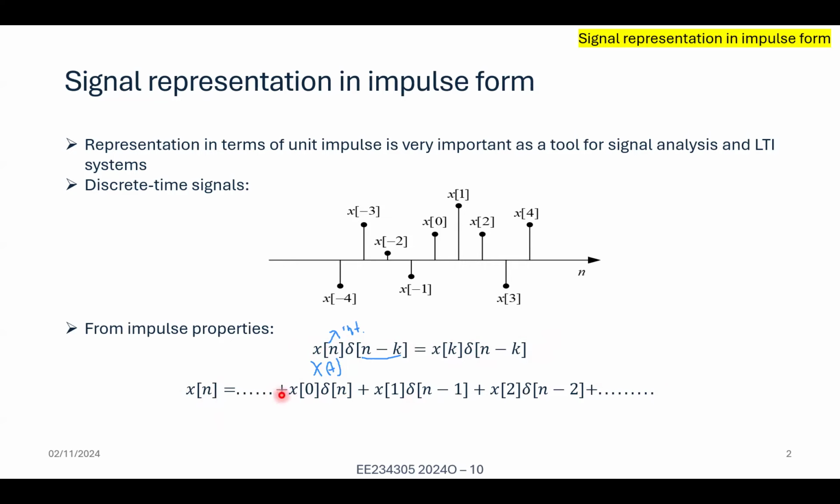So x[n] is basically x[0] delta[n], which is this form, plus x[1] delta[n minus 1] plus x[2] delta[n minus 2], and so on. This way, we can get the value. For example, if I want to know x[3], then x[3] is basically x[3] times delta[0], which is 1 here. If I want to know x[1], n equals 1, then delta[0] here is 1, which means that we only have the value of this term only.